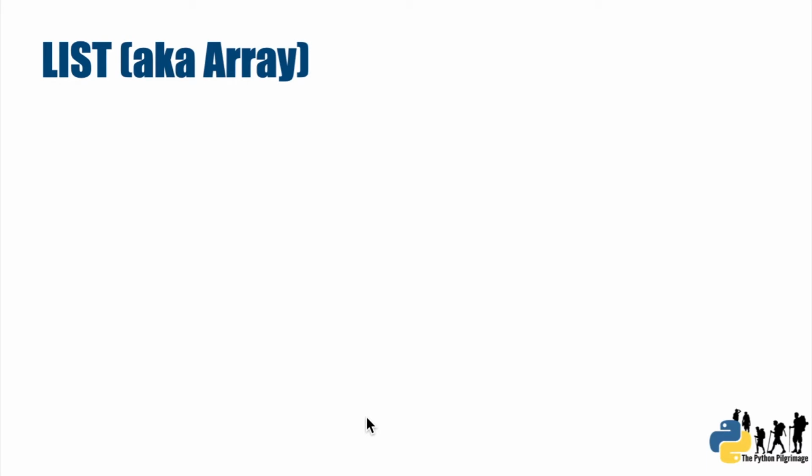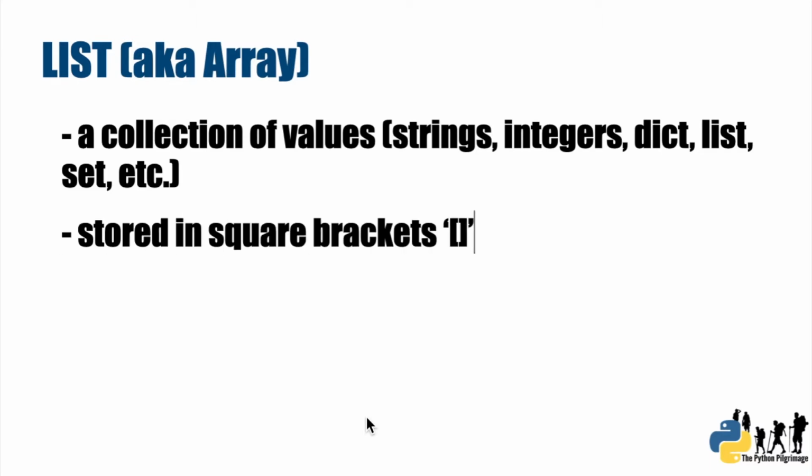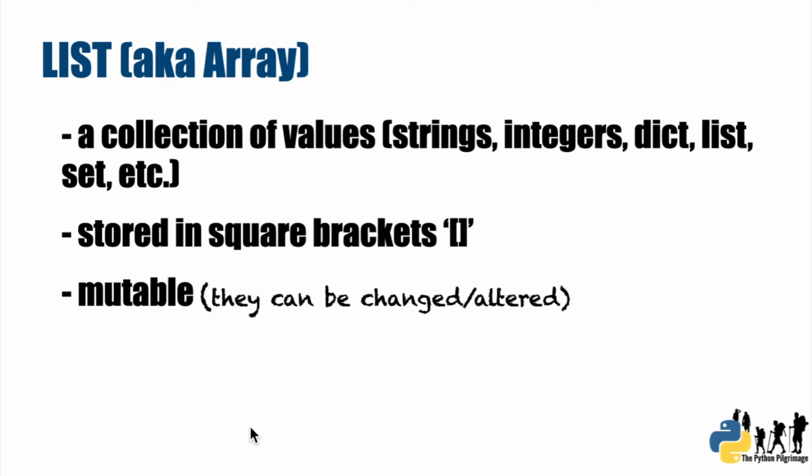A list is also known as an array in other programming languages like Java. It is a collection of values. It can be a string, integer, a dictionary, a list, or a set. You know that it is a list because you'll see the square brackets. It is also mutable, meaning it can be changed or altered. We'll see how to do that in the next slides, so just keep on watching.